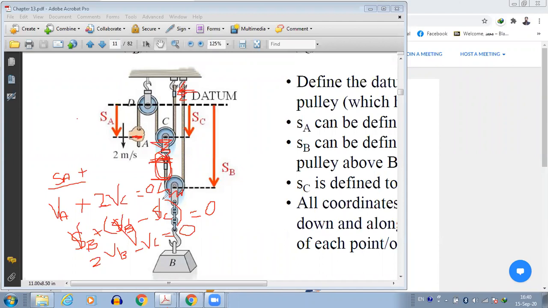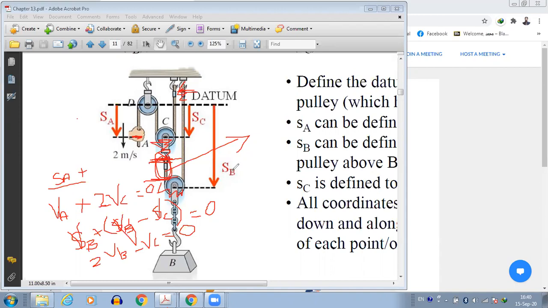Look, when this pulley B is going to move up and down, this length is going to change. It's going to increase or decrease. Do you agree with this or not? Yes, yes. How do we specify this length?